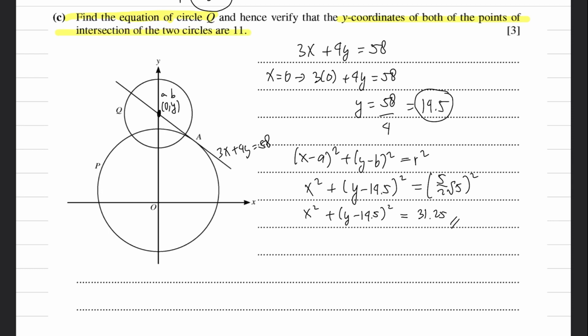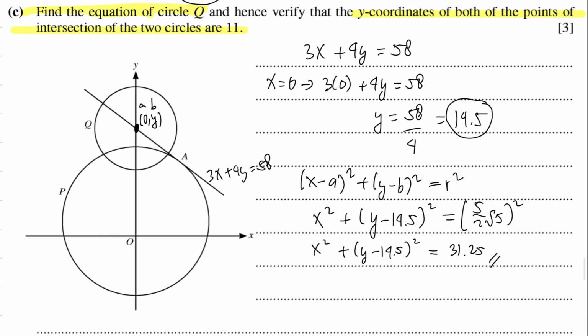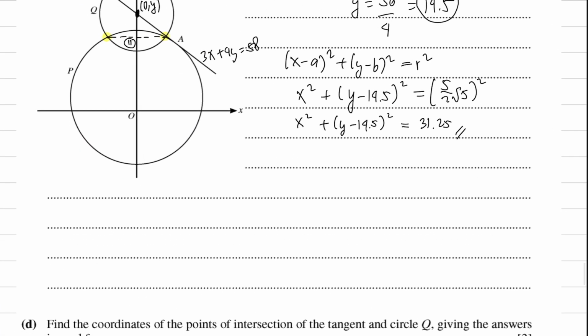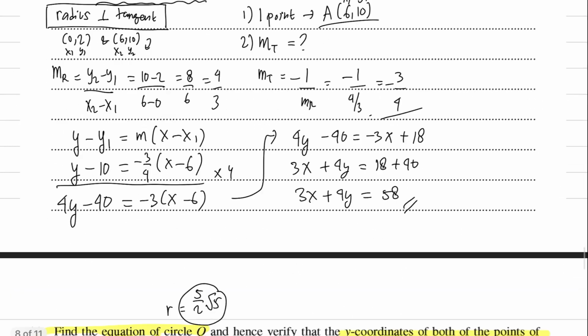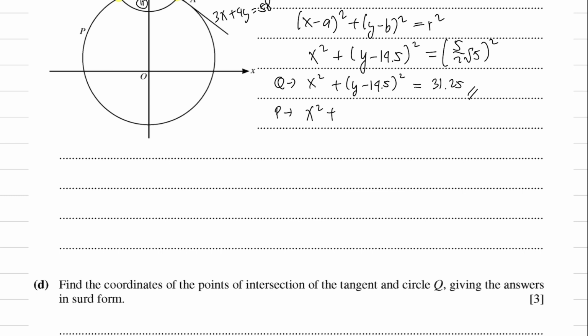Now, the next question is, hence verify that the y coordinates of both of the points of intersection of the two circles are 11. So we have the intersection between two circles, which is this one and this one, and we need to show that the y coordinate of both of them is 11. So how to show that? We have two circle equations. The first one is Q, and we have P. P is x squared plus (y minus 2) squared equals 100.